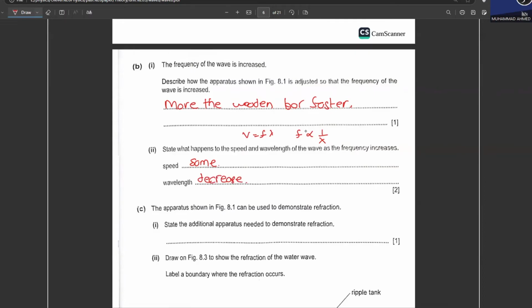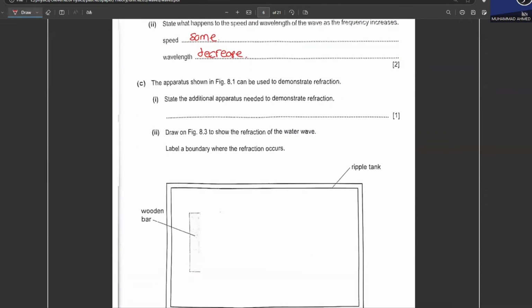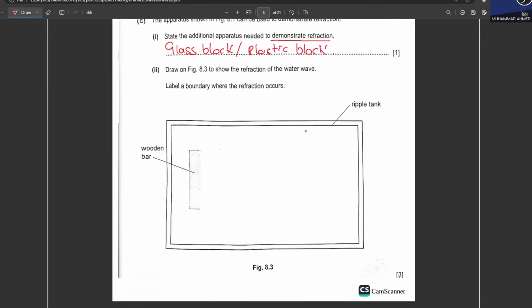Simple. The apparatus shown in 8.1 can be used to demonstrate refraction. State the additional apparatus needed to demonstrate refraction. Maybe a glass block or a plastic block so that we can vary the depth. Okay. Now the next question is something that students are really afraid of. But let me show you a very easy solution for this.